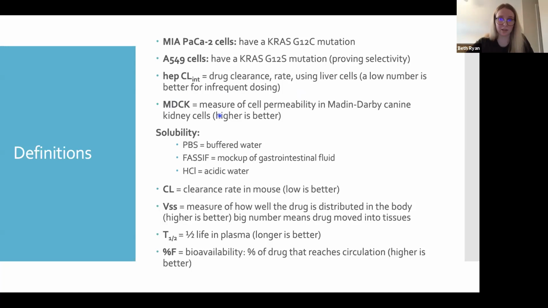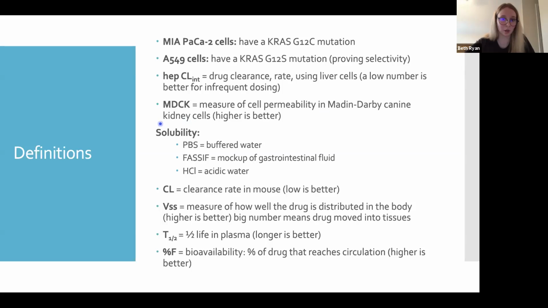MDCK is a measure of cell permeability. I think it's in microcentimeters per second, so it's a rate in these Madin-Darby canine kidney cells. So a higher rate means that it's moving further per second through the membrane. Membranes are that phospholipid bilayer with the polar heads and the nonpolar tails. So if these compounds can penetrate further through the membrane in a shorter amount of time, that's better because it actually needs to get into the cell before it can target RAS itself.